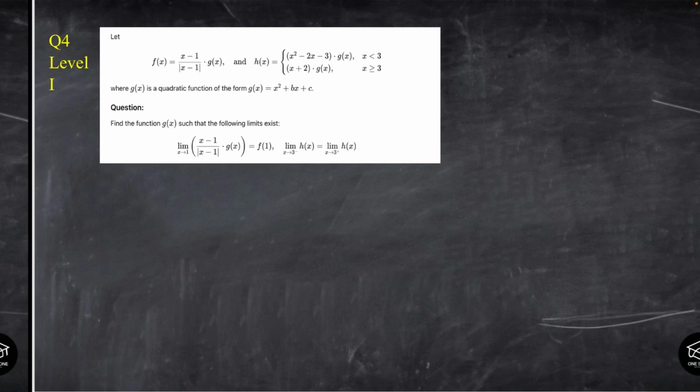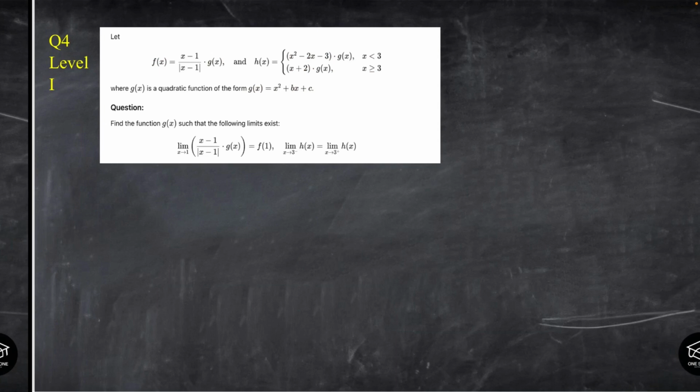If x is less than 3, then h of x equals the quantity x squared minus 2x minus 3 times g of x. If x is greater than or equal to 3, then h of x equals x plus 2 times g of x. We're told that both f of x and h of x must be continuous.